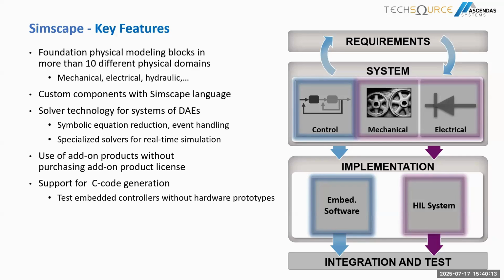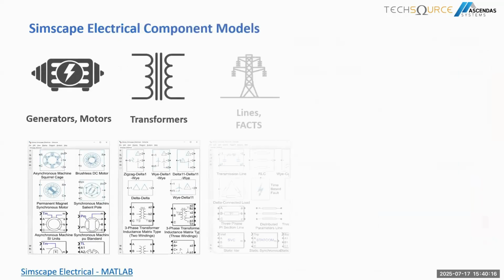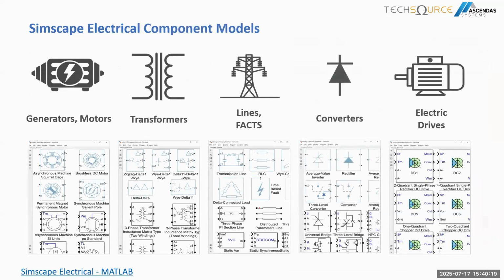All right, so maybe let me show you that in Simscape Electrical, there are a lot of libraries available for us to use. For example, if you are working on electric systems today, we have generators and motors, transformers, lines or FACTS, converters, or electrical drives. These are just some simple applications that you can use for your systems application.